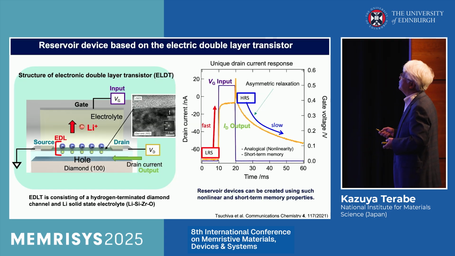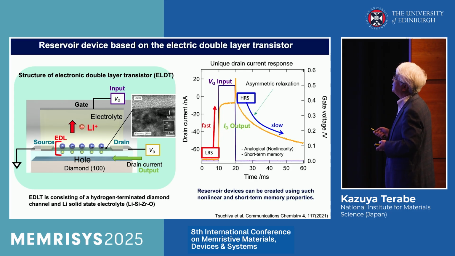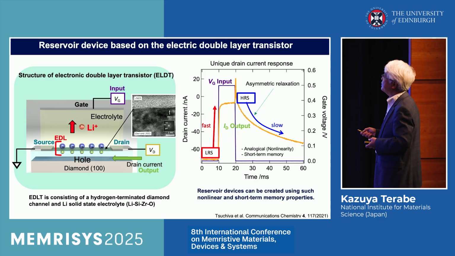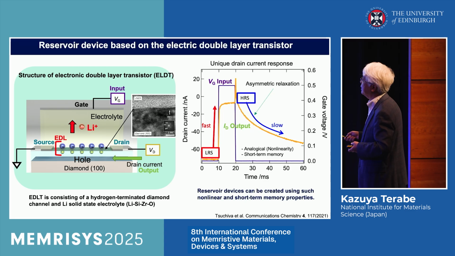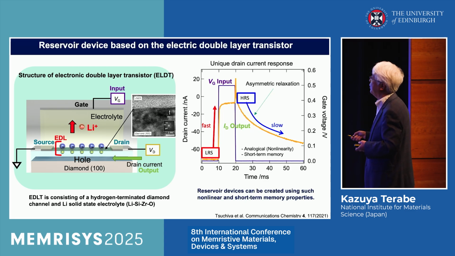So we fabricate a reservoir device based on the electric double layer transistor. This is the structure of the electric double layer transistor. This is a lithium conductor. The lithium conductor is a lithium silicon zirconium oxide amorphous layer, and this is a diamond terminated by proton.